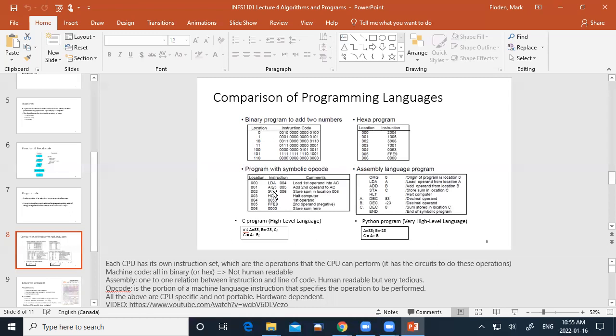That's assembly language programming. And here we can see some assembly language instructions. And what do they mean?